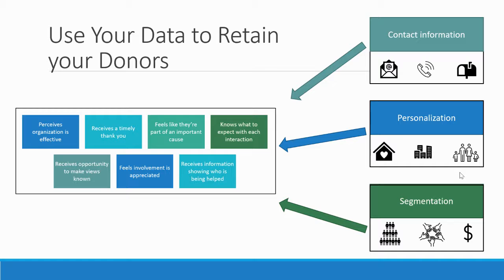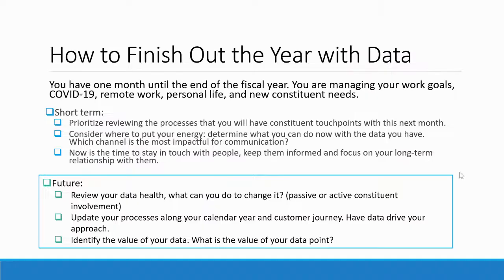So it's doable to retain your donors now for long-term relationships, especially through COVID and this new pandemic everyone is facing together. So in the short term, while you prioritize the goals you need to reach for the next month, then consider the long term in the future when you do have time: review your data health, update your processes all together through the calendar year and the customer journey, and identify the value of your data. How are you going to improve it? Whether that's actively with your constituents or through other means like data enrichment services.